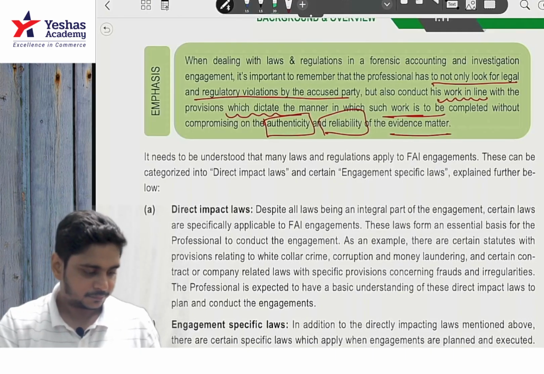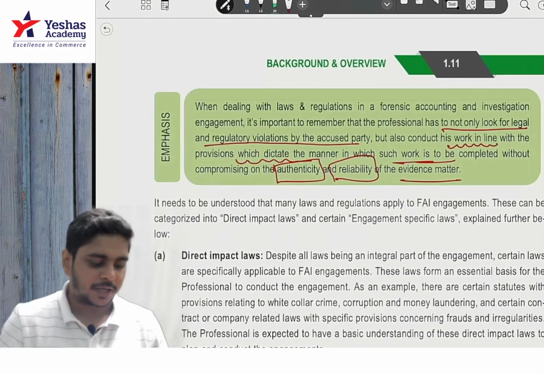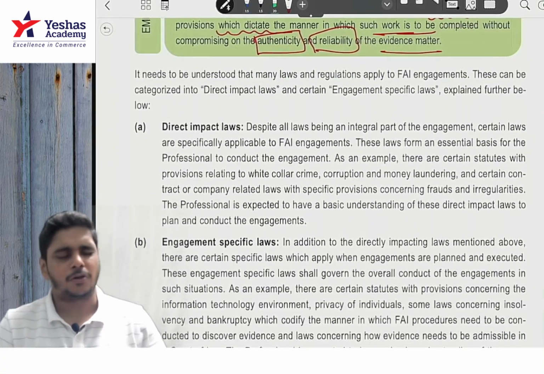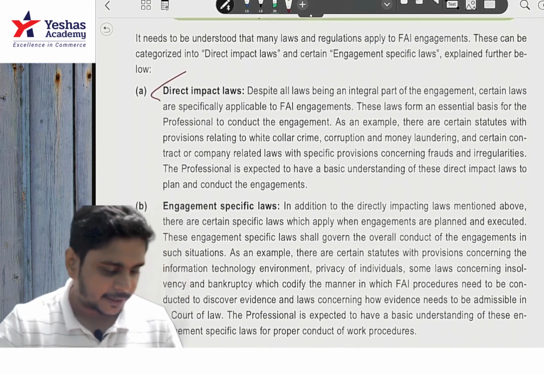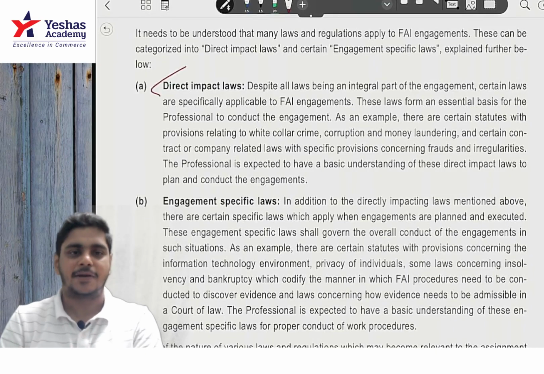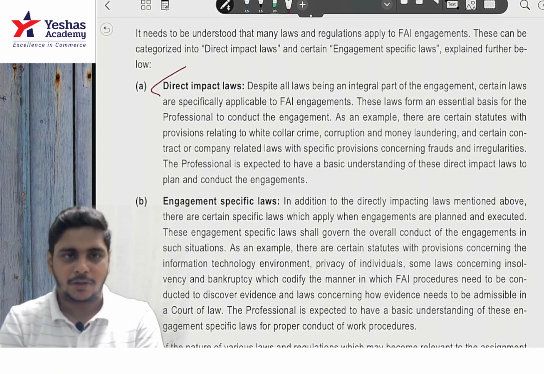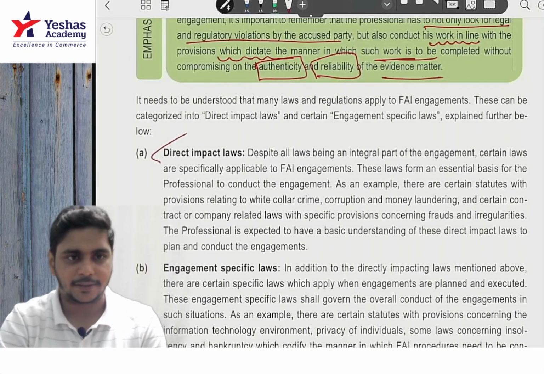Then it can be understood that many laws and regulations apply to FI engagement. What are the laws applicable? A lot of laws are applicable. First, direct impact laws. Like if a SEBI fraud is done, SEBI is applicable, Companies Act is applicable. It's called direct impact laws. So this can be a question also. So please put a tick mark there.